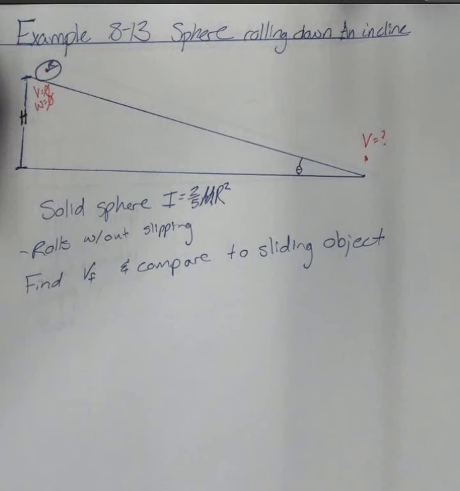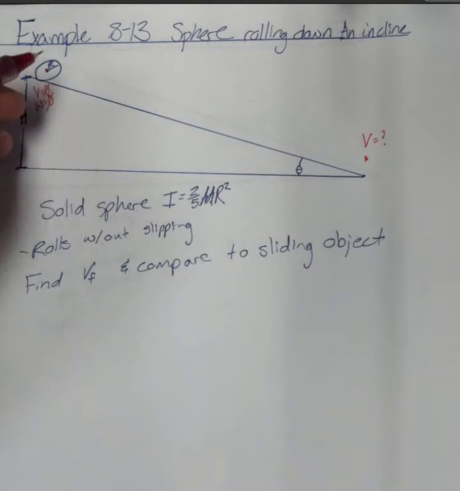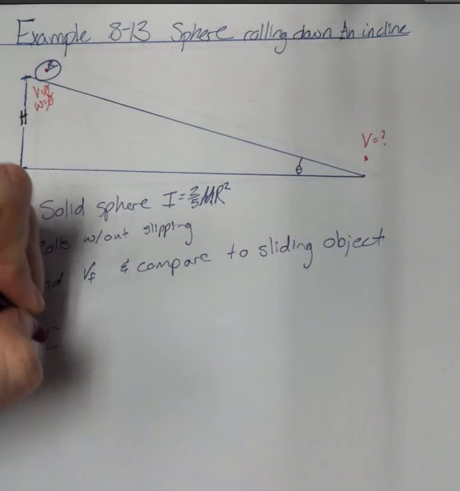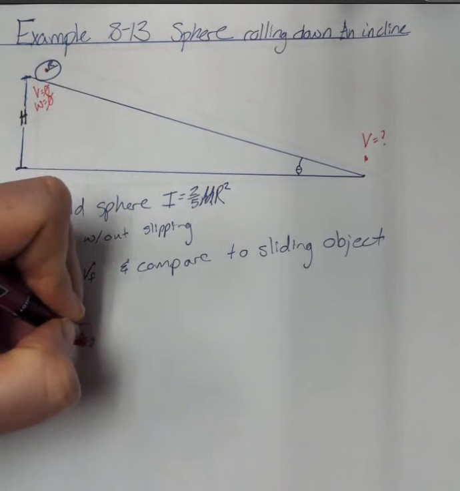We're going to compare it to a situation where instead of rolling down the hill, it just slipped down the hill frictionlessly. So it's rolling without slipping. There is no kinetic friction, so no work is getting done on this system. So we have conservation of mechanical energy, which means the energy at point 1 is going to be equal to the energy at point 2.